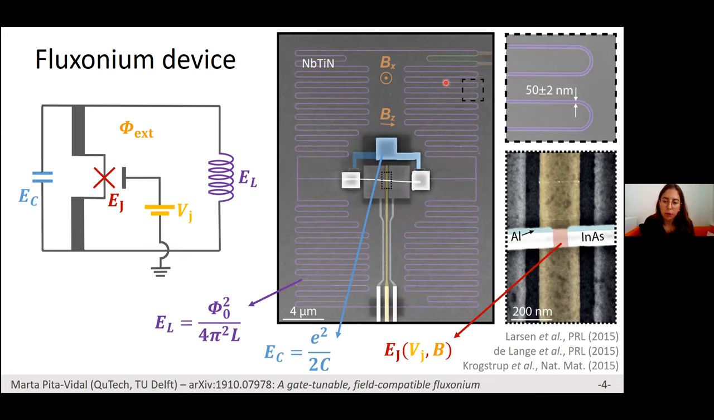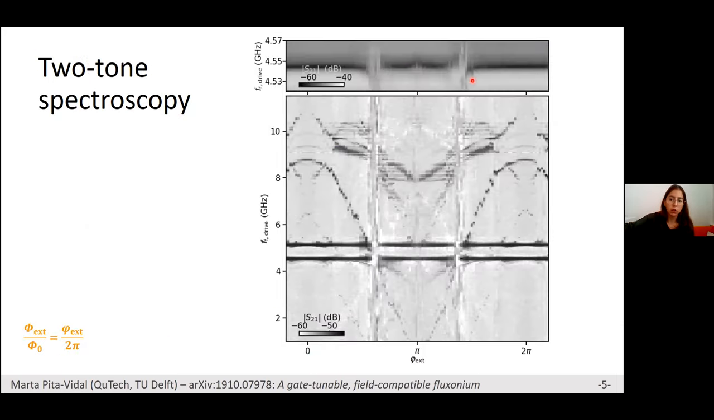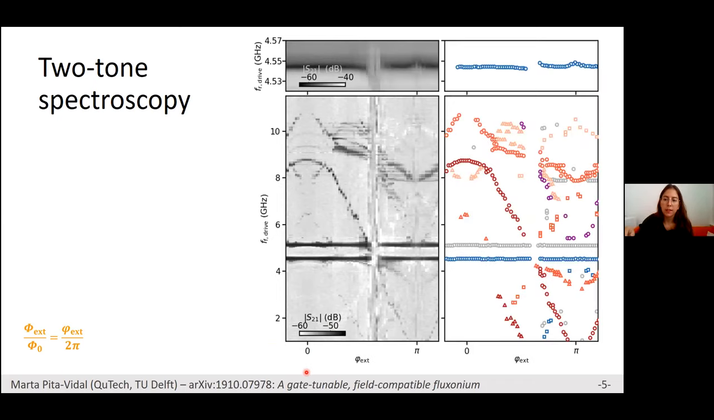Finally, in order to perform two-tone spectroscopy, we coupled our fluxonium inductively to a lumped element and field resilient readout resonator. So the first thing we do is perform two-tone spectroscopy measurements. And this is what we obtain. We make these kinds of measurements as a function of the external flux. And from them, we have access to the different transition frequencies of the device.